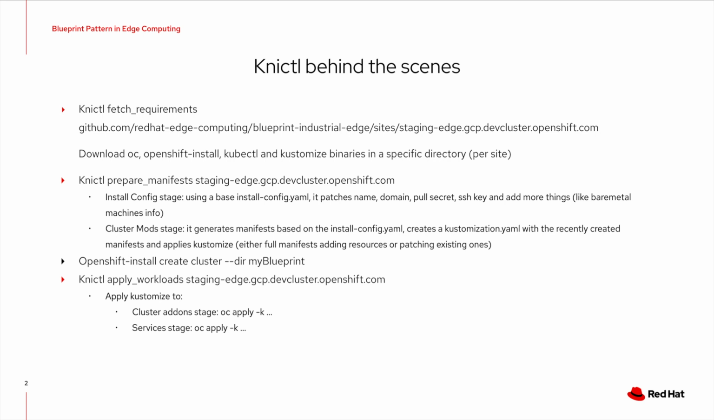The second stage is the cluster mods stage. This will generate manifests based on the install-config.yaml generated in the first stage, and it will create a customization.yaml with these recently created manifests. It will apply customize either to patch existing manifests or add new full manifests to, for example, create a machine config that will disable DHCP interfaces.